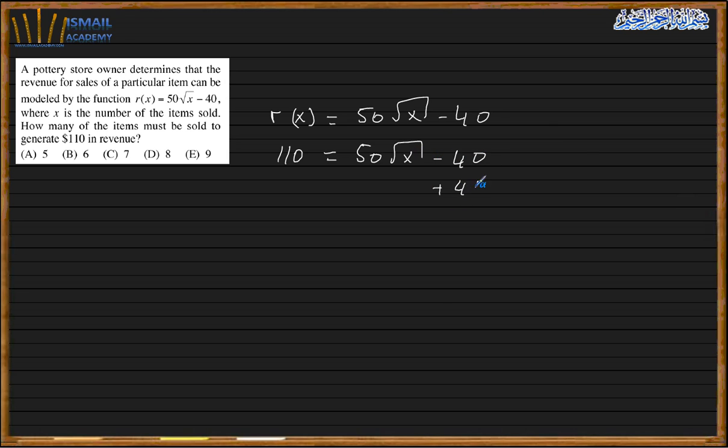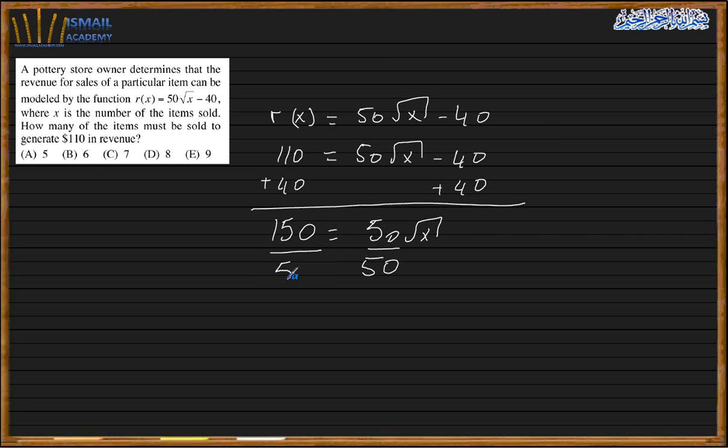So here I add 40 to both sides. It's going to be 150 equals 50 square root of x, divided by 50. So I got 3 equals square root of x, then square both sides. So 9 will be my x, and E is my choice.